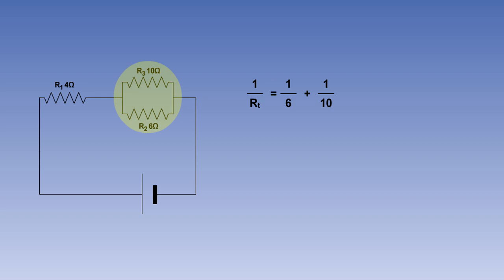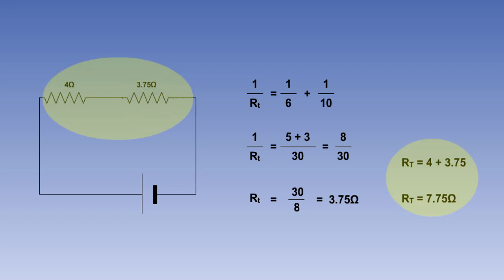Using the formula for parallel resistors, 1 over RT equals 1 over 6 plus 1 over 10, the lowest common denominator for 6 and 10 is 30. So we can rearrange the calculation to say 1 over RT equals 5 over 30 plus 3 over 30, or 8 over 30. Inverting this gives us 30 over 8, which is 3.75 ohms.